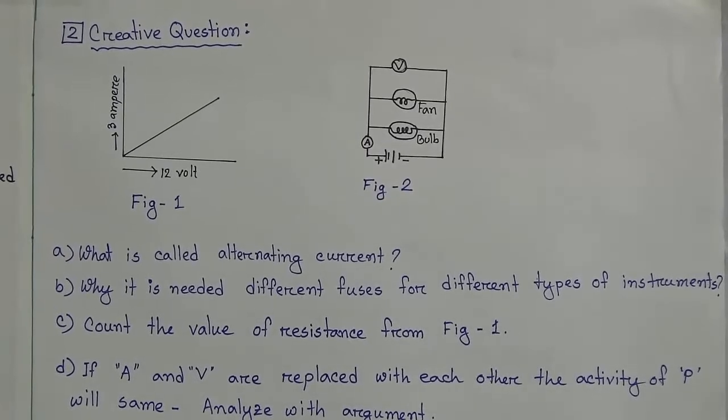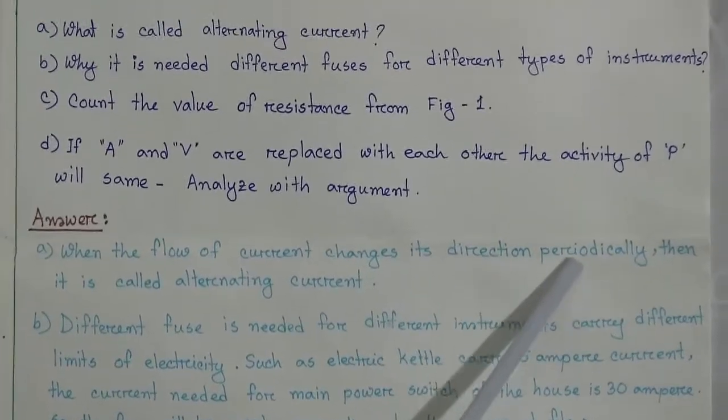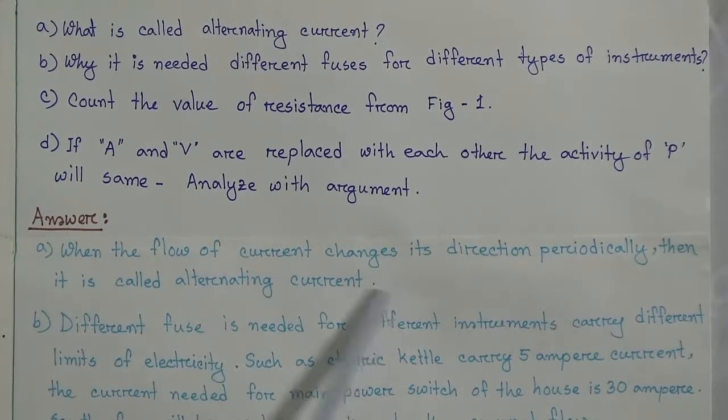The first question was, what is called alternating current? When the flow of current changes its direction periodically, then it is called alternating current. The next question was, why are different fuses needed for different types of instruments? Different types of instruments need different limits of electricity, we know that. That's why they need different types of fuses.